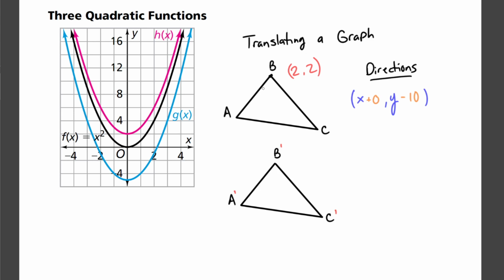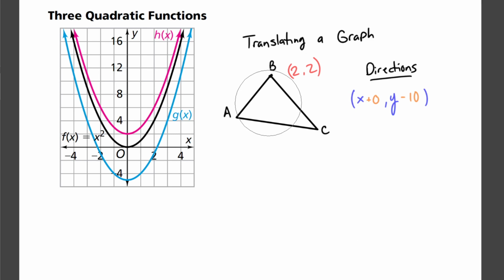If that's true, even though I'm not on a graph right now, I can figure out where B prime is. X plus 0, or in other words, 2 plus 0, and 2 for my y value is going to be minus 10. So I can find my new point of B prime by simply doing the arithmetic here. 2 plus 0 gives me 2, 2 minus 10 gives me negative 8. So my new point for B prime is 2, negative 8. Cool? And that's just a quick review of that stuff. This is going to be important for us and very relative to what we're doing over here.